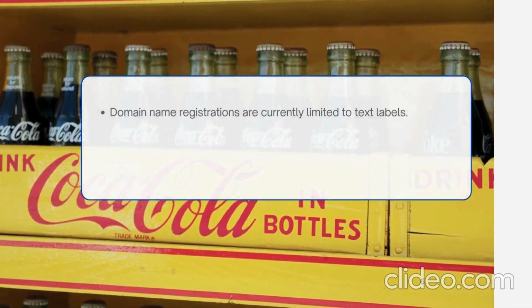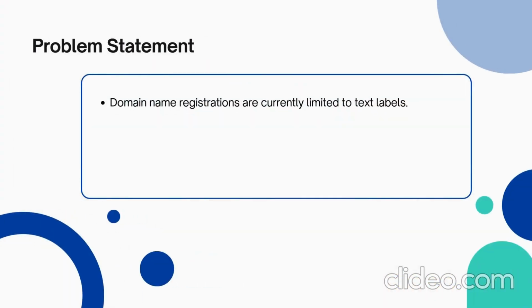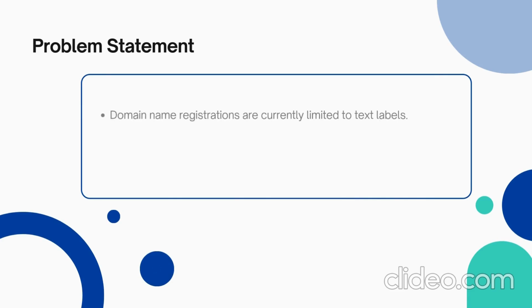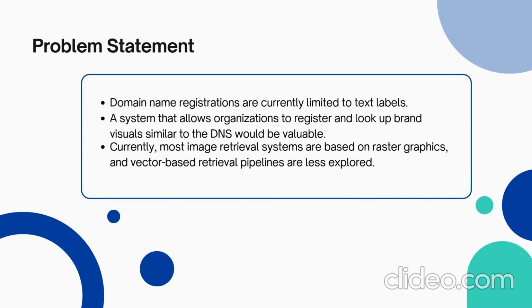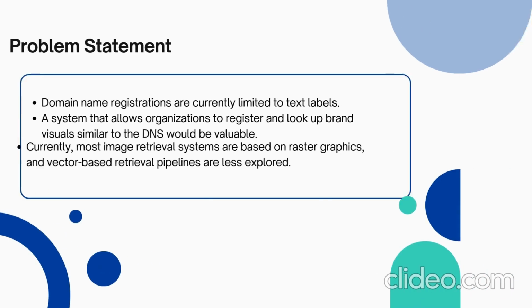This brings us to the core problem. First, domain registrations are text-only. Second, a DNS-like system for visuals would be invaluable for protecting brand identity. And finally, most image retrieval systems focus on raster graphics, leaving the more appropriate vector format, which is used for most logos, as a less explored area. This is the gap we aim to fill.